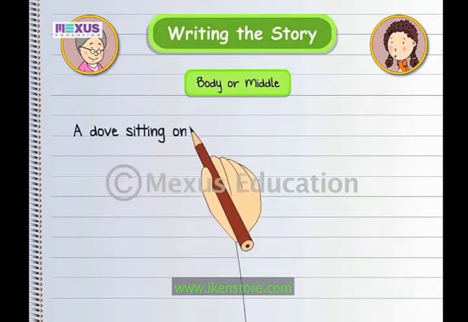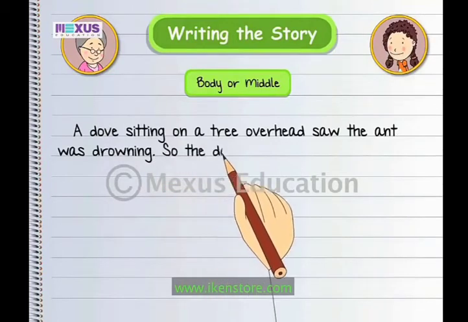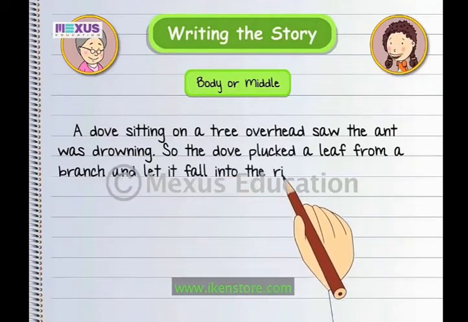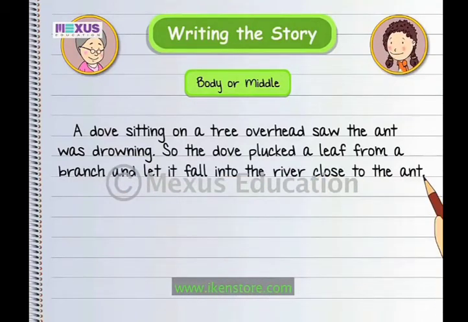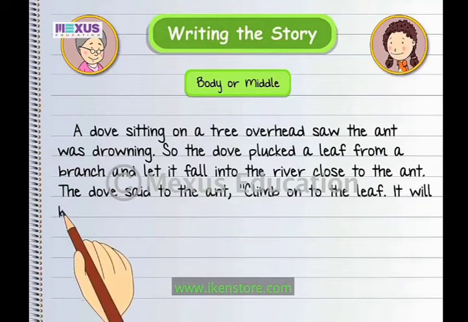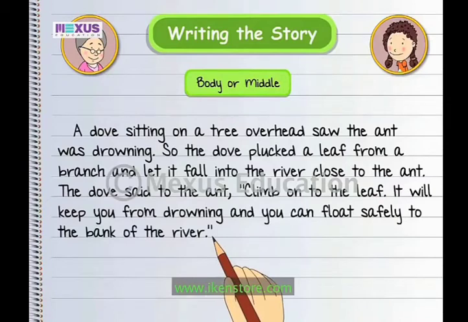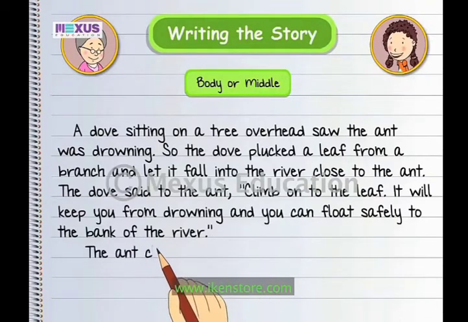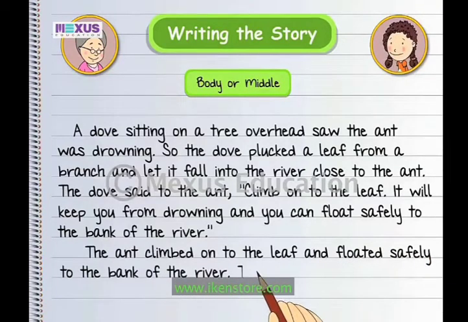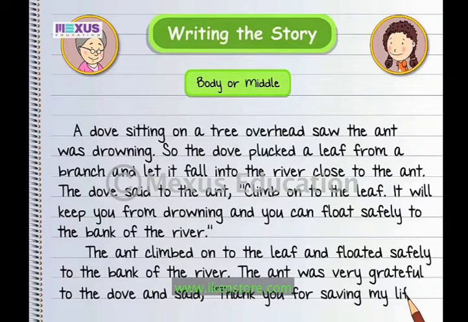A dove sitting on a tree overhead saw the ant was drowning. So, the dove plucked a leaf from a branch and let it fall into the river close to the ant. The dove said to the ant, "Climb onto the leaf. It will keep you from drowning and you can float safely to the bank of the river." The ant climbed onto the leaf and floated safely to the bank of the river. The ant was very grateful to the dove and said, "Thank you for saving my life."